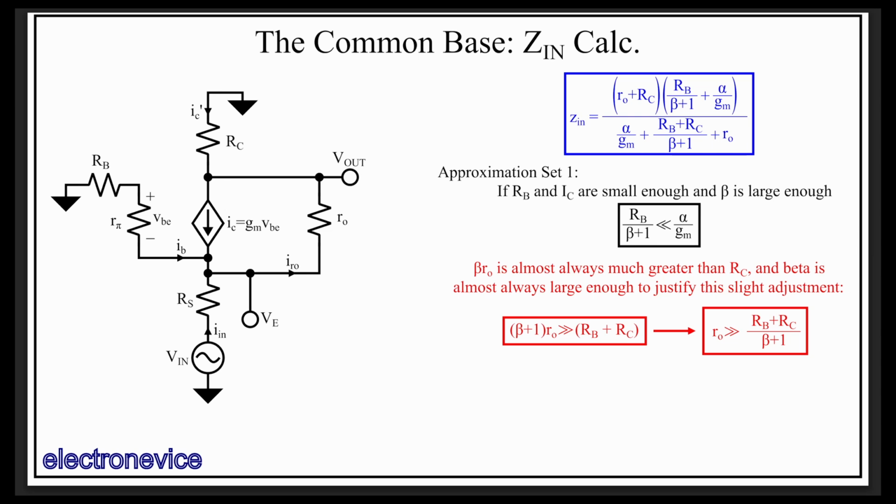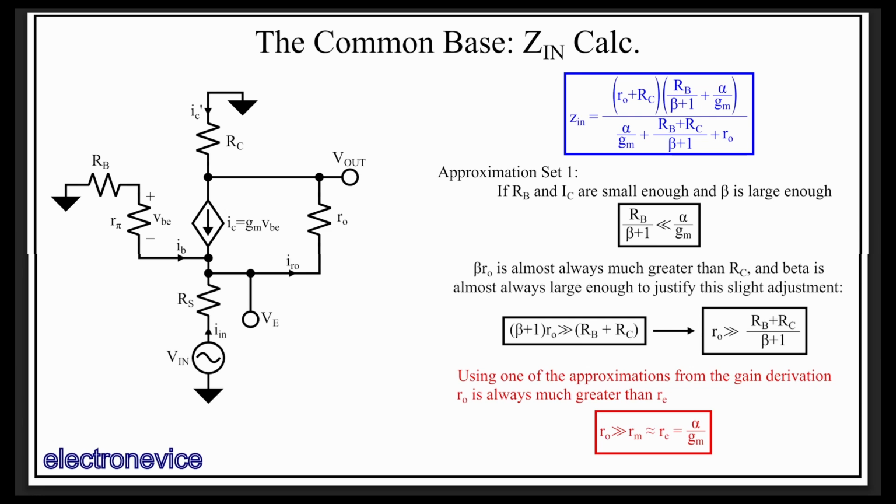We established before that beta RO is almost always much greater than RC, and beta is almost always large enough to justify the relation that beta plus 1 times RO is much greater than RB plus RC. This approximation allows us to zero out a term on the denominator. A third approximation is one of the approximations from the gain derivation that RO is always much greater than RM, which is approximately equal to RE, and so RO is much greater than RE.